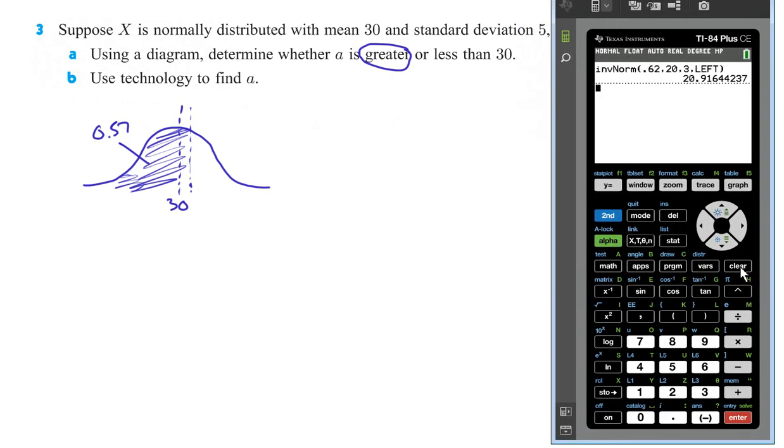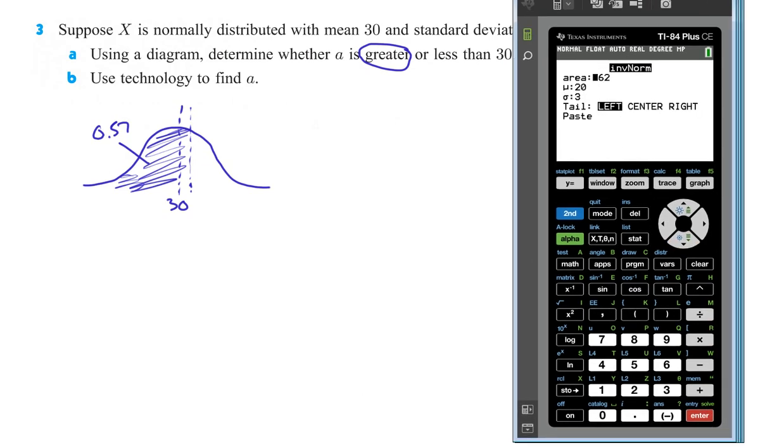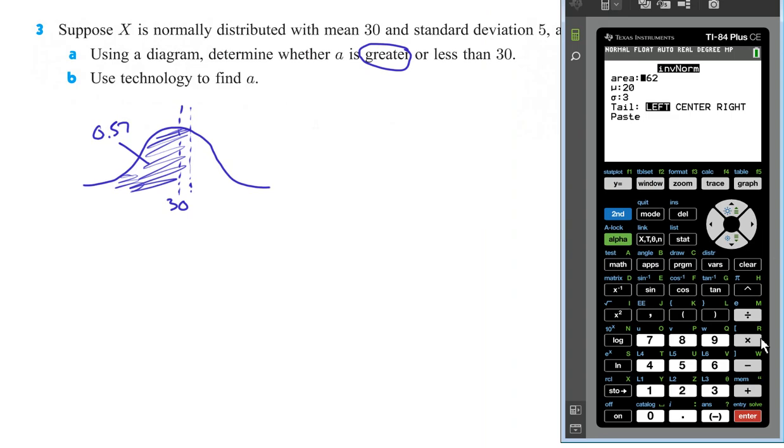So we're going to do second variables, which is our distribution. They gave us the percent, so it's inverse normal. The percent that we're looking for is 0.57. So 0.57, top 57%. Mean is 30. Standard deviation is 5. And it's got the left, and that's good because we want to find the leftmost. Push paste and enter. And we get 30.88.